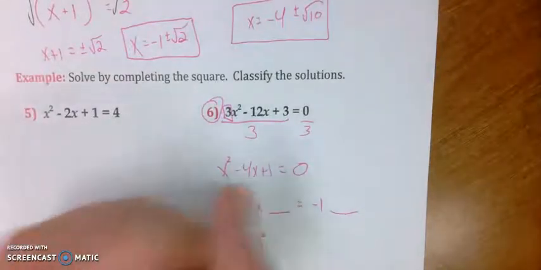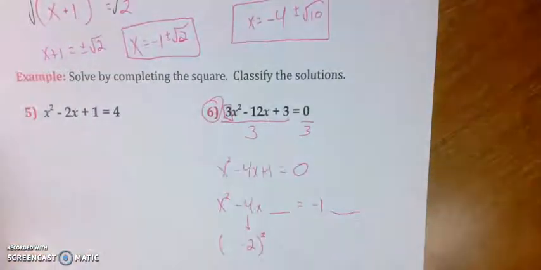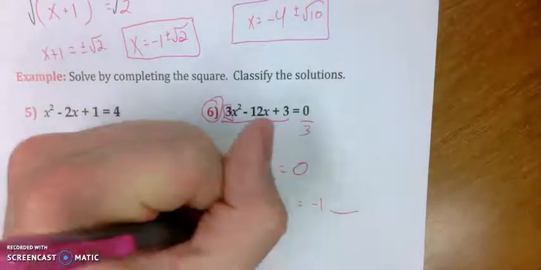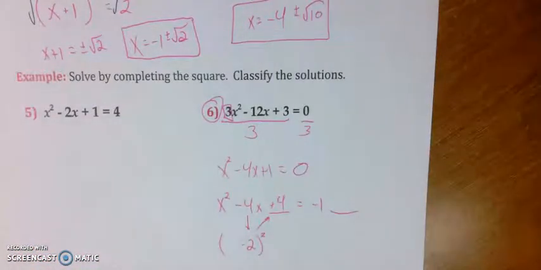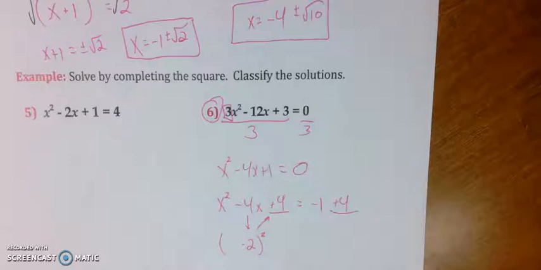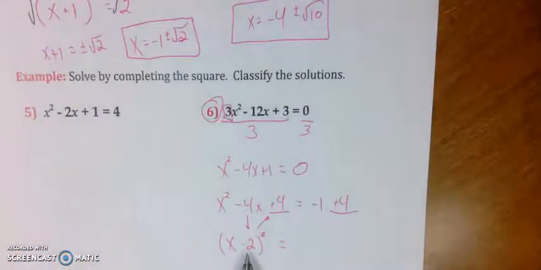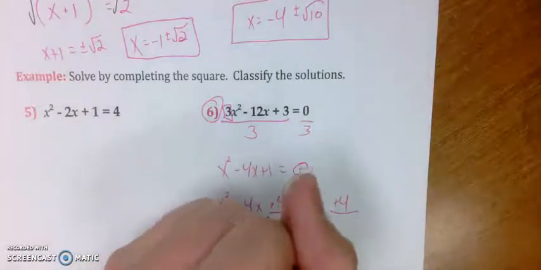Then I need to figure out what number goes in that blank. To do that, I chop this in half and I get negative 2. And I square it. When I square it, it's always positive. 2 squared is 4. Whatever I do to the one side, I have to do to the other. The left side factors down into x minus 2 quantity squared equals, let's see, negative 1 plus 4, that would be 3.